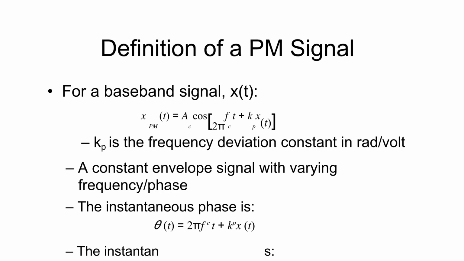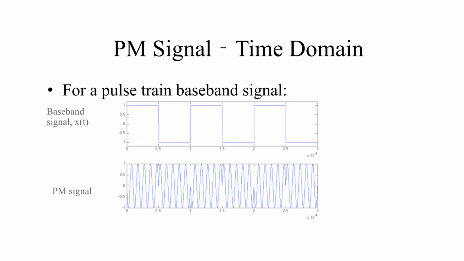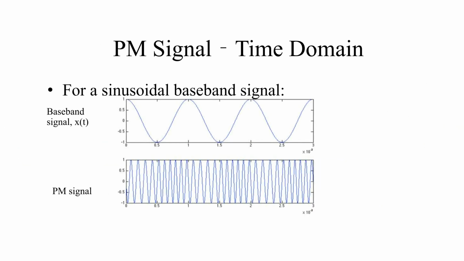Now, let's define a PM signal. For a baseband signal x(t), the PM signal has a mathematical form where Kp is the phase deviation constant in radians per volt. A PM signal is a constant envelope signal with varying frequency or phase. For a pulse train baseband signal, the PM signal in the time domain reflects the pulse train's amplitude as phase changes. For a sinusoidal baseband signal, the PM signal's phase changes continuously, mirroring the amplitude of the baseband sine wave.